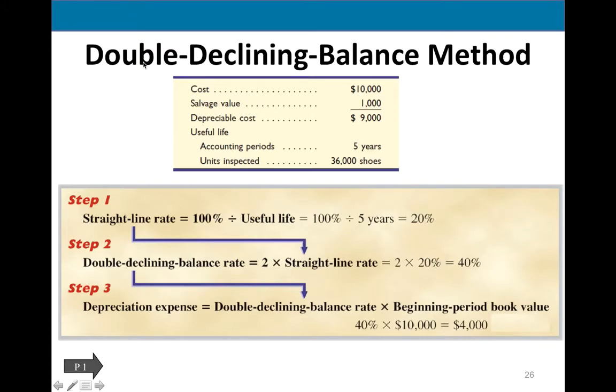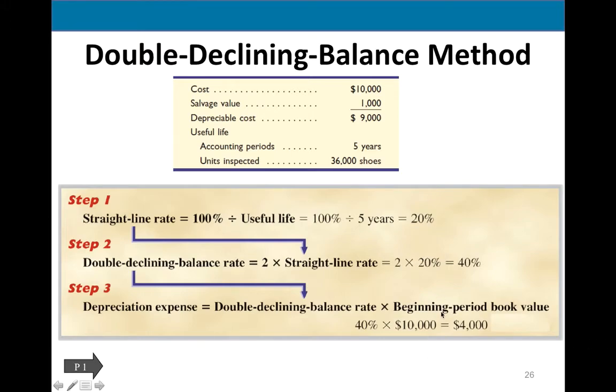We're using the double declining method because we're going to double this rate: 2 multiplied by 20% is 40%. And step 3, all you're going to do is take the beginning period book value. Guys, this is the only method where we are not subtracting salvage value. We're taking the beginning period book value.